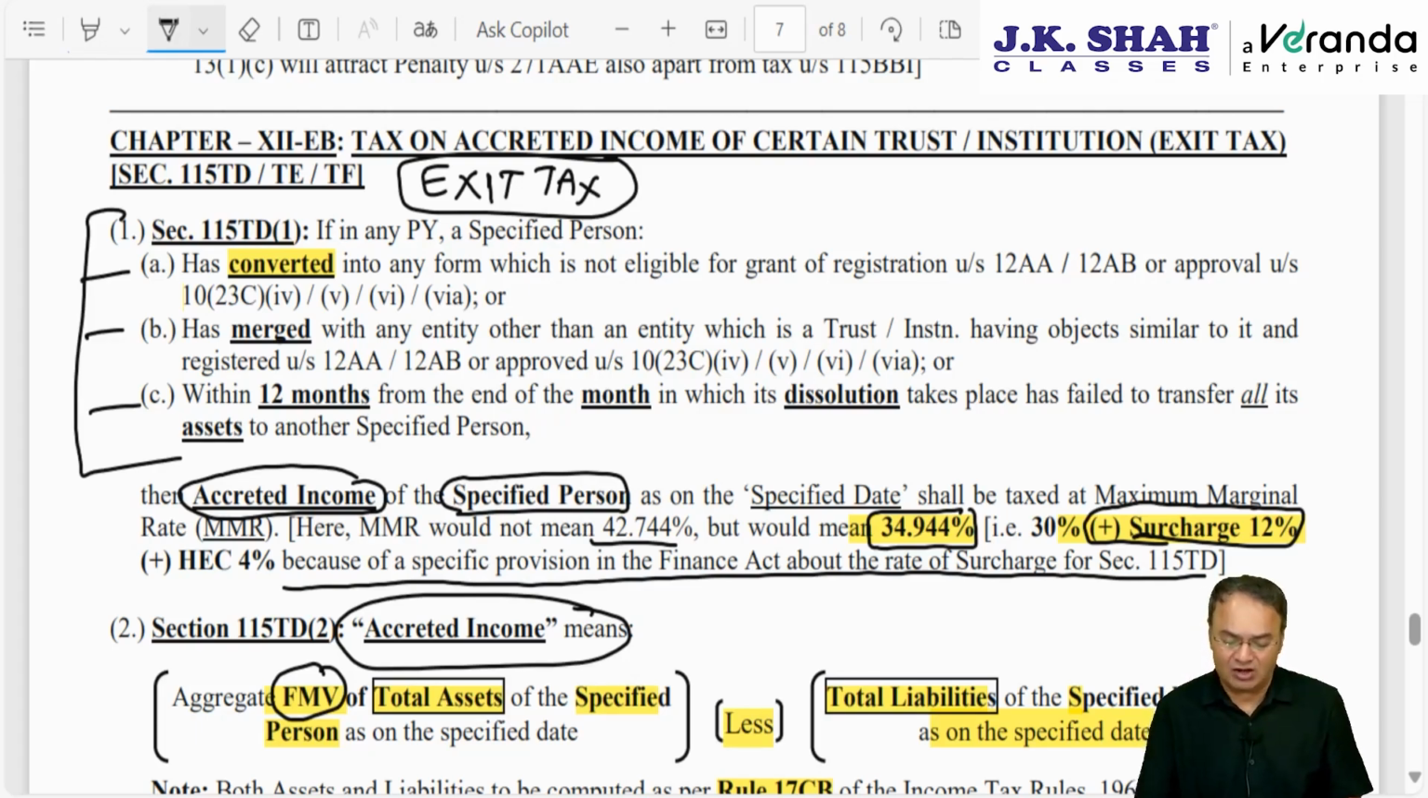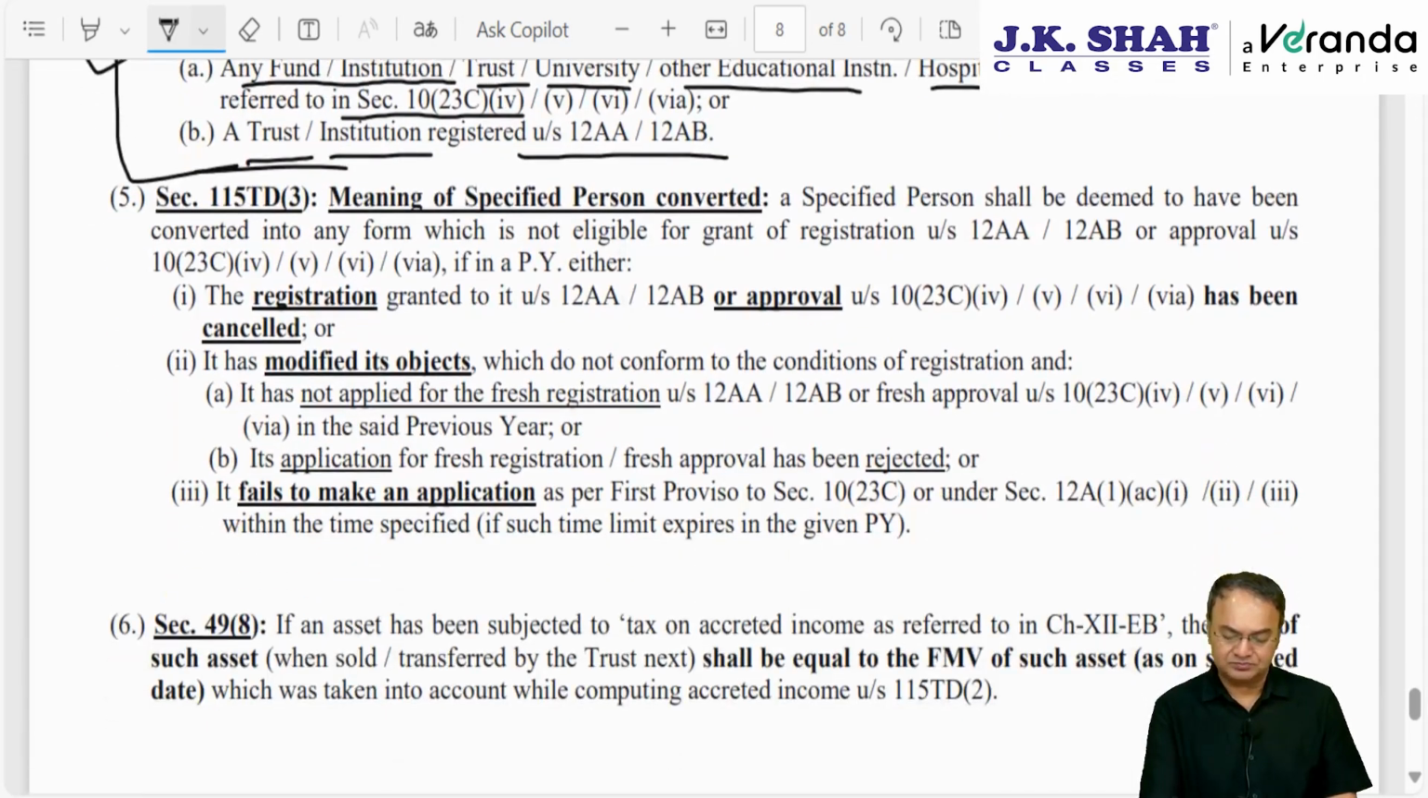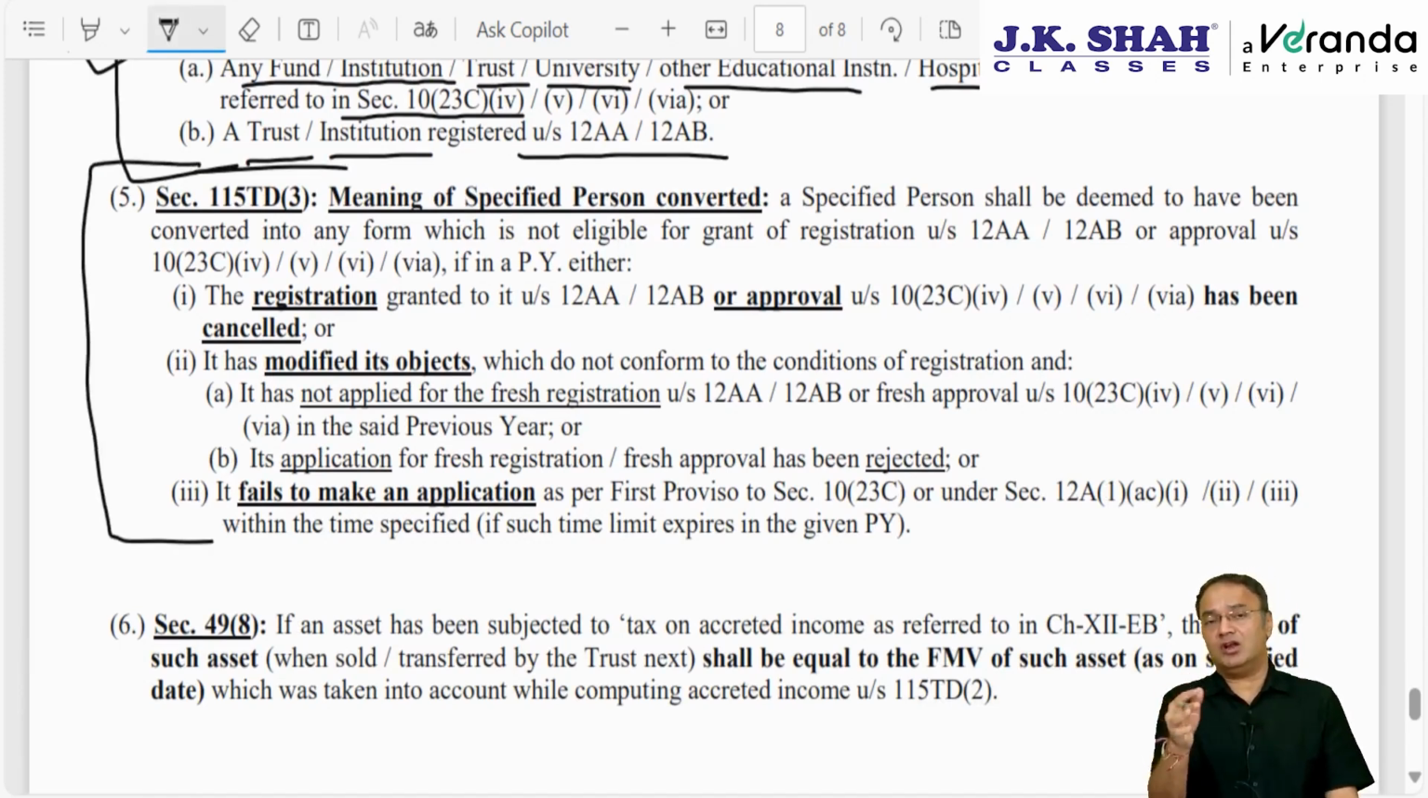When can we say that the trust is converted? That is also clarified here later on in 115TD subsection 3. Trust converted or specified person converted means any of the following three. Number 1, registration is cancelled, or approval is cancelled under 10(23C), or registration is cancelled under 12AA or 12AB.